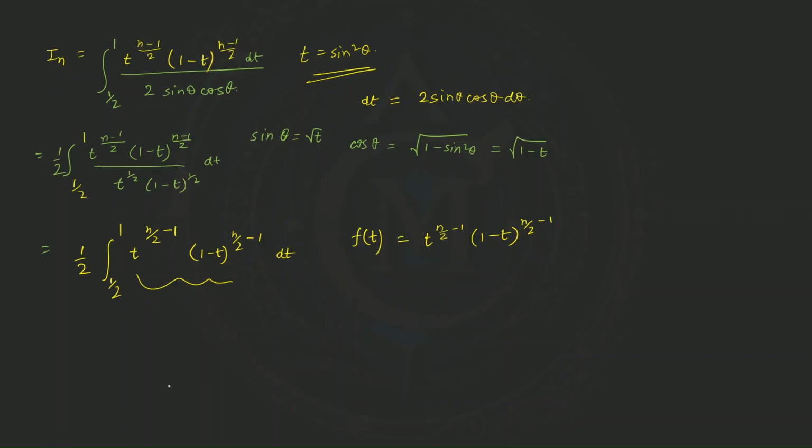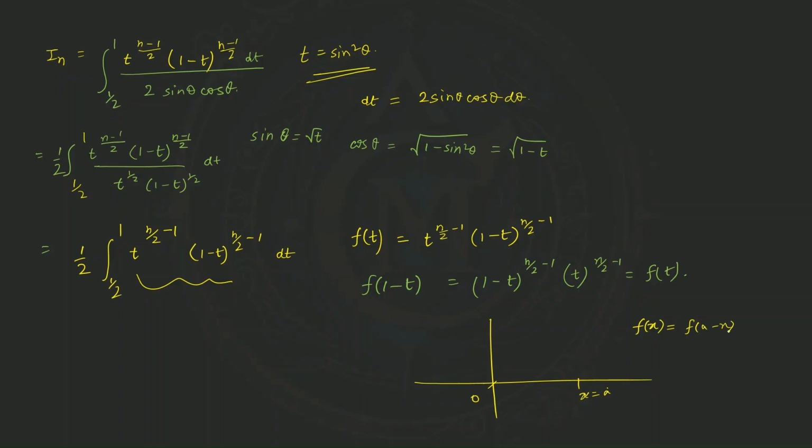So if f of t is this, we can say f of 1 minus t will be what? It will be 1 minus t whole to the power n by 2 minus 1 times t to the power n by 2 minus 1, right? So this is exactly equal to f of t. Now see, if we have a function like this, this is some x equal to 0, and this is some x equal to a, and we have a function which satisfies f of x equal to f of a minus x.